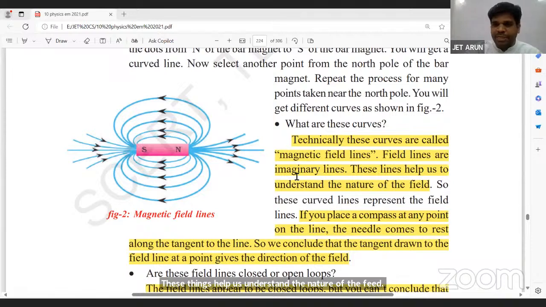So if you place a compass at any point on the line, the needle comes to rest along the tangent to the line. ఇప్పుడు చెప్పాను కదా, tangent draw చేస్తే that would be the direction of the magnetic field at that point. So we conclude the tangent drawn to the field line at a given point gives the direction of the field.